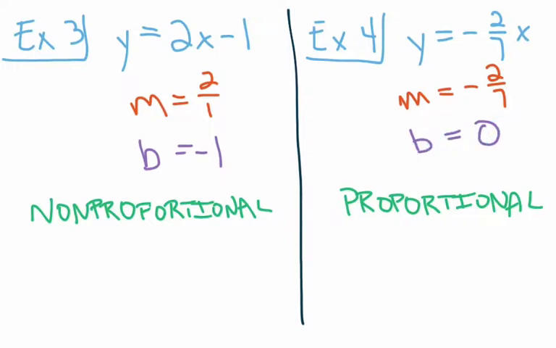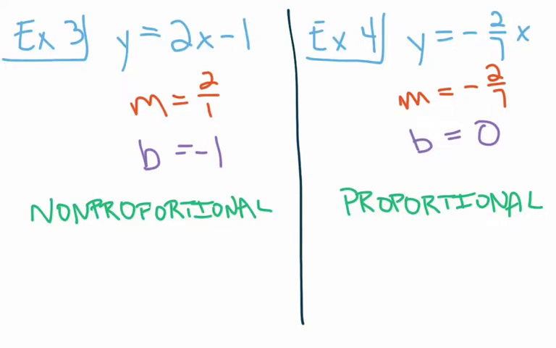Now, if our y-intercept is 0, that means we don't go up or down any units on the y-axis before we place our first point. Therefore, we would place our first point of our graph right at the origin, which brings us back to what we were talking about earlier. If we were to graph example 4, we would see that the graph goes through the origin, and therefore it would be a proportional relationship.